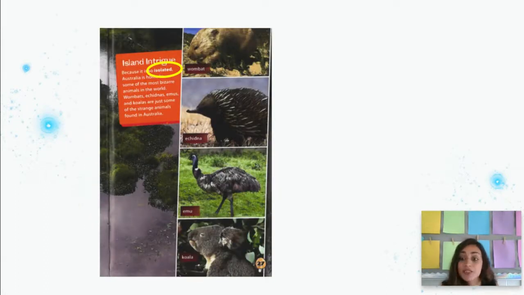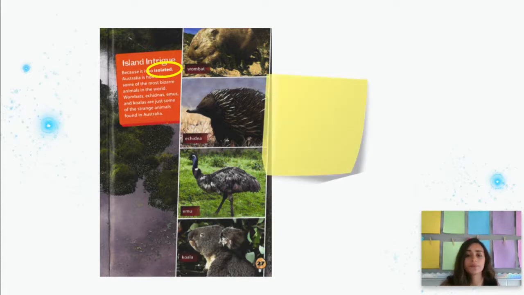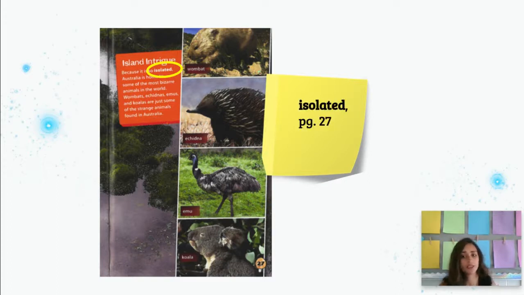I've looked ahead to page 27. We can see that as we're learning about the island intrigue, there is the word isolated that has been boldened for us as well. This lets us know that this word is important and is a word that we should know in order to understand what this section is about. So, once again, with my sticky note, I'm going to flag this word and I'm going to write down the page number that I found it in.